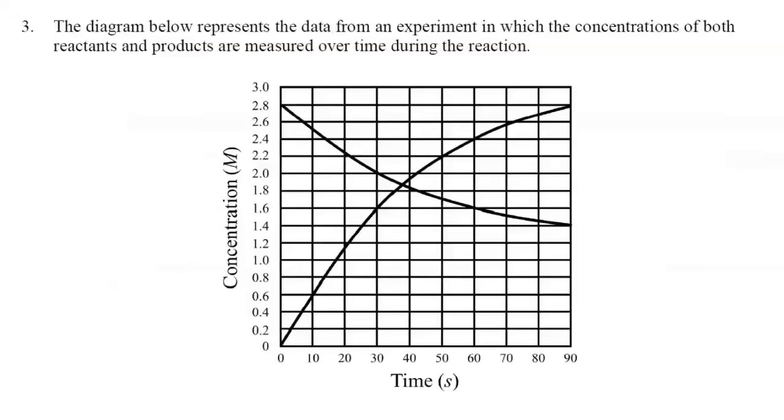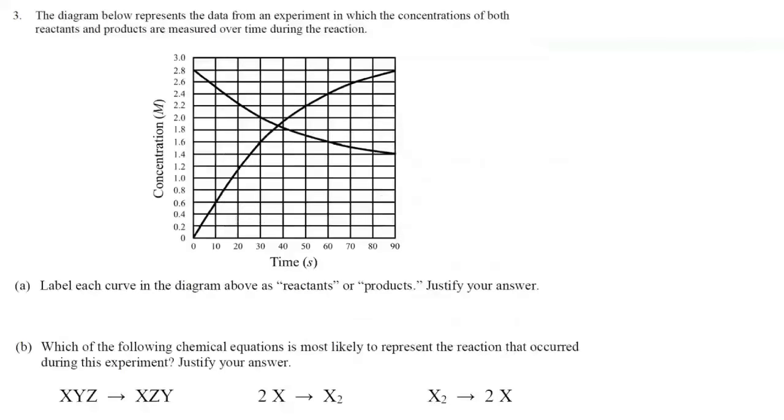Question 3. The diagram below represents the data from an experiment in which the concentrations of both reactants and products are measured over time during the reaction. Part A. Label each curve in the diagram above as reactants or products. Justify your answer. So during the course of a chemical reaction, reactants are being consumed, so their concentration should decrease. Products are being formed, so their concentration should increase.